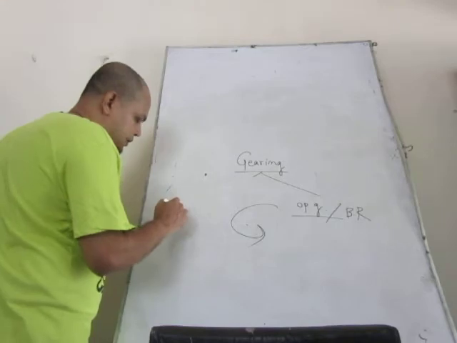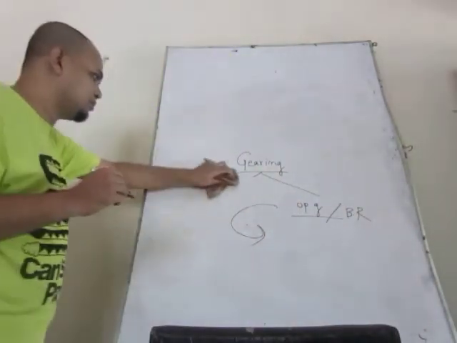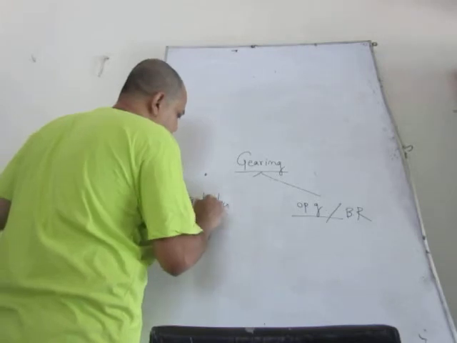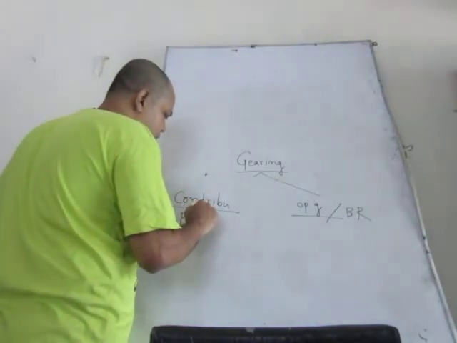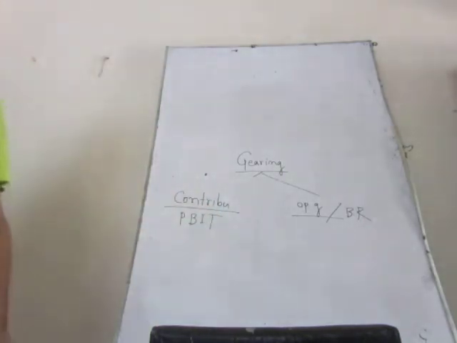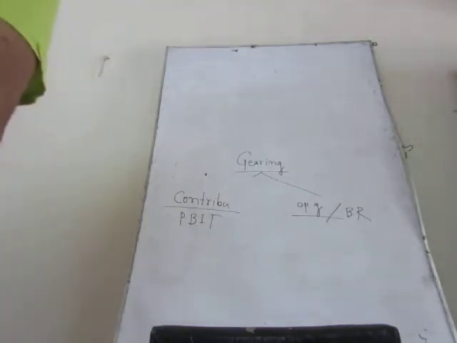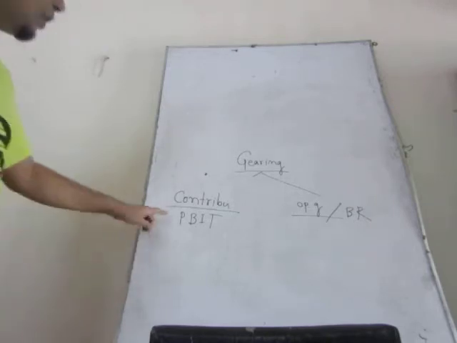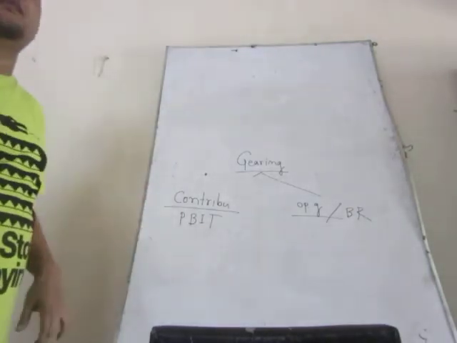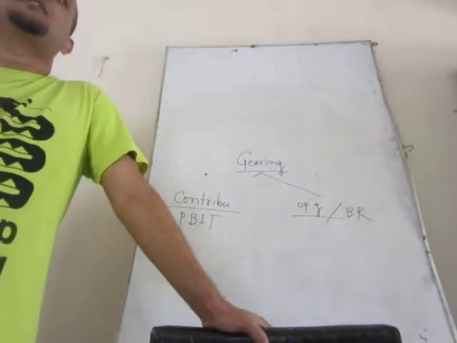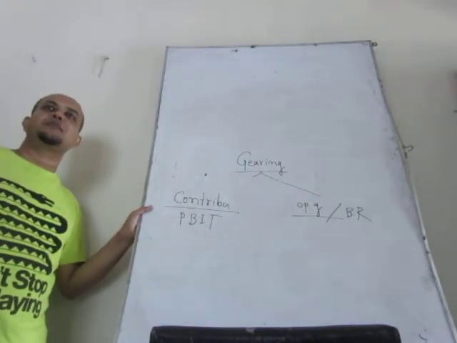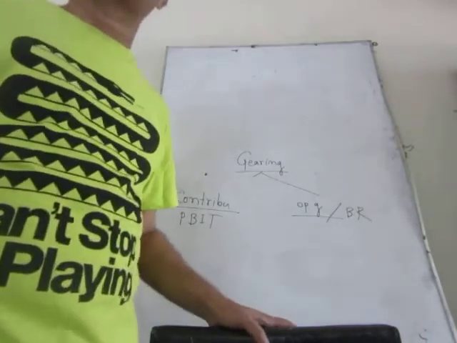This gearing can be calculated by contribution by profit before interest and tax, PBIT. Now, what do you mean by contribution? Contribution means from the sales you deduct all kinds of variable cost. And profit before interest and tax means from the contribution you deduct all kinds of fixed cost. That is actually profit before interest and tax.